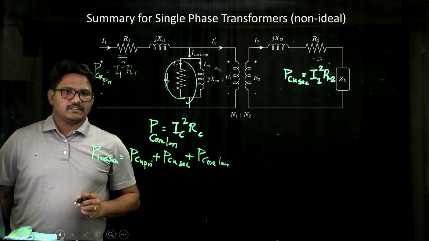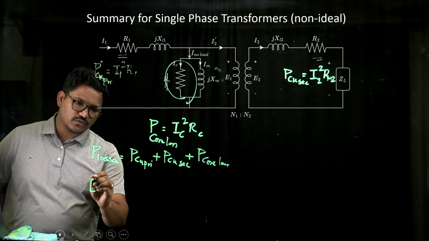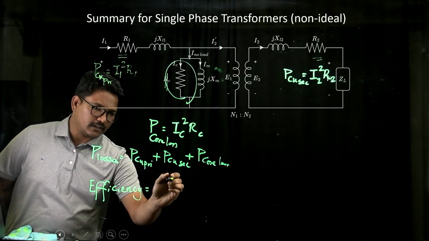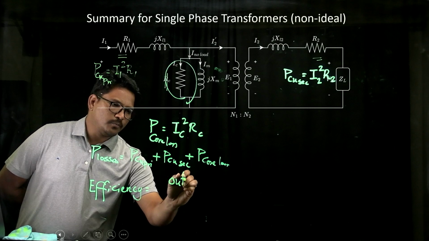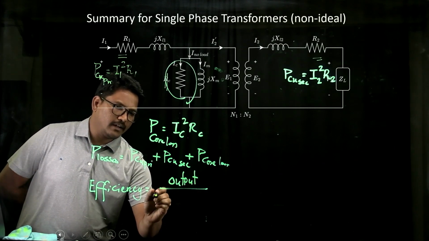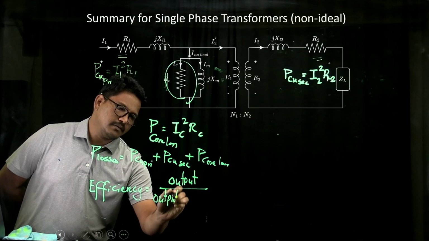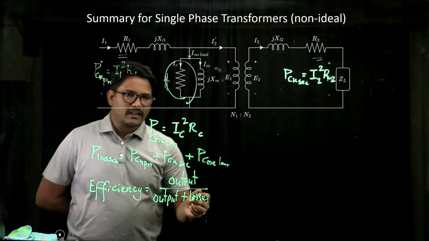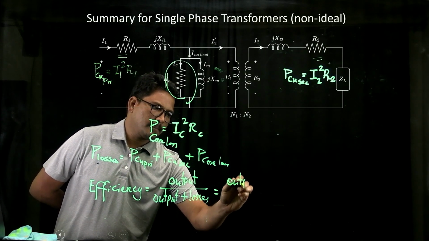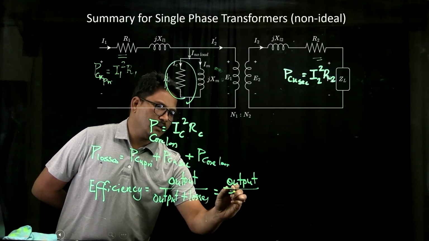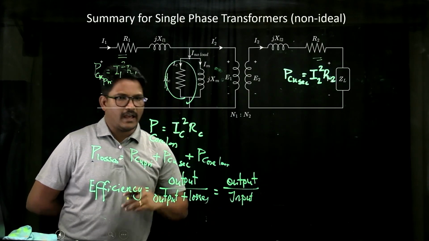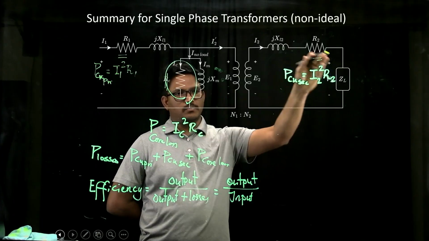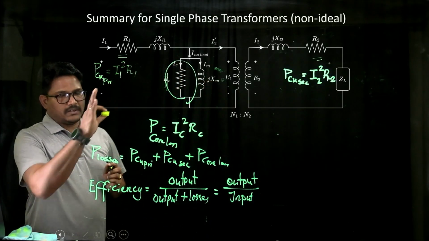And now these are the losses, and if you want to know the efficiency of the transformer, that is output of the transformer divided by the output plus losses. You can also write it as output upon input, if we have the information about the input power that we are giving and information about the output power that we are getting from this transformer.